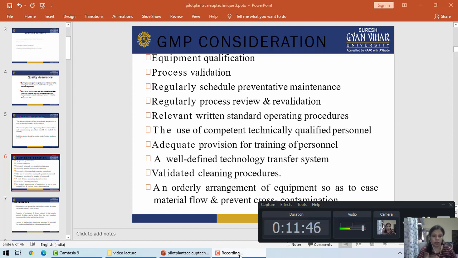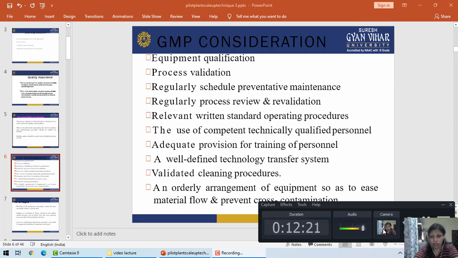Like ऐसा हो सकता है कि कभी कभी in between the process, maybe due to environmental changes or personal changes, there may be a variation in the formula, variation in the process, so it can be easily detected. So regular review of process and revalidation is essential. Time to time, ऐसा नहीं है कि we have just validated the method once, but we have to revalidate the process time to time.